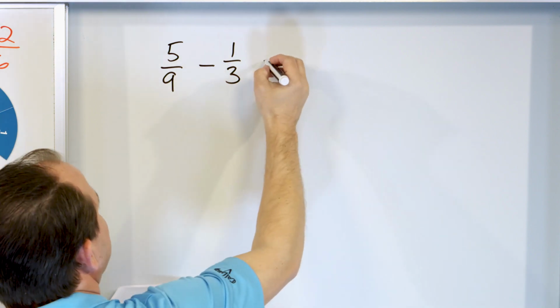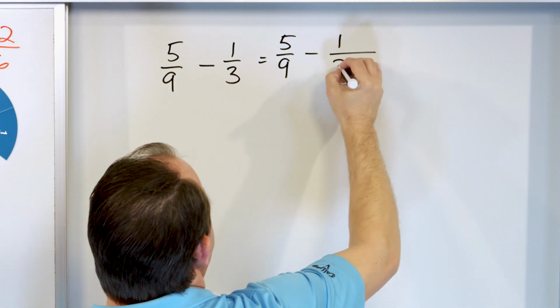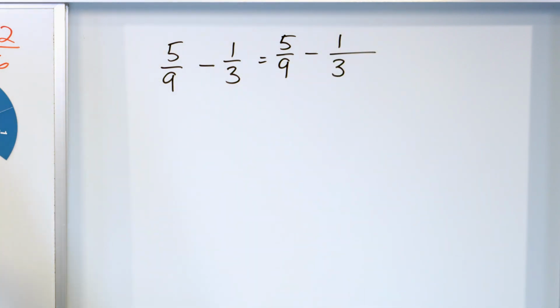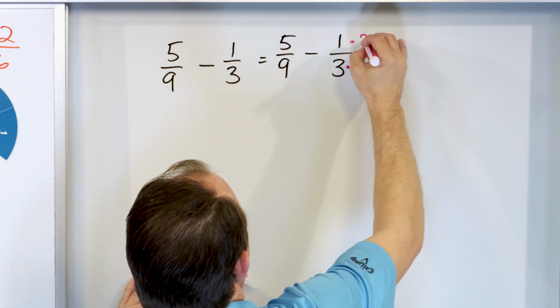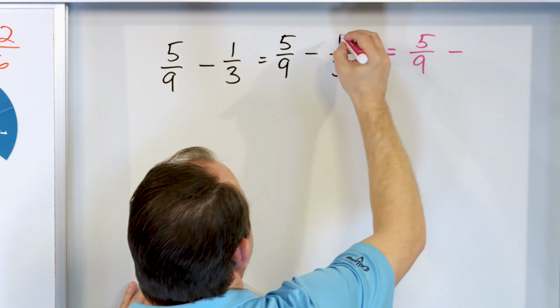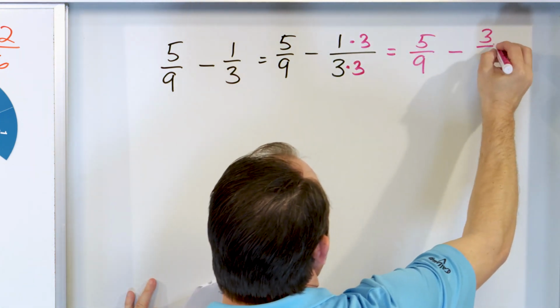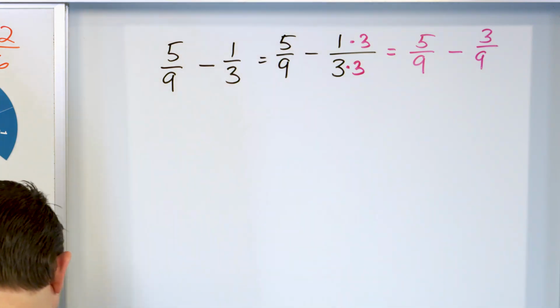3 times 3 is 9, so I will leave the 5/9 alone. But I will change this 1/3. And I will change the 1/3 by multiplying the bottom by 3 and the top by 3. Then the 5/9 will come along for the ride. And then here, 1 times 3 is 3, and 3 times 3 is 9. This is the problem I will solve.